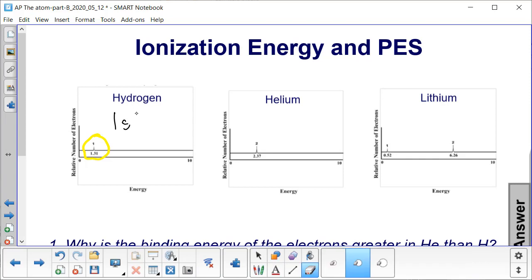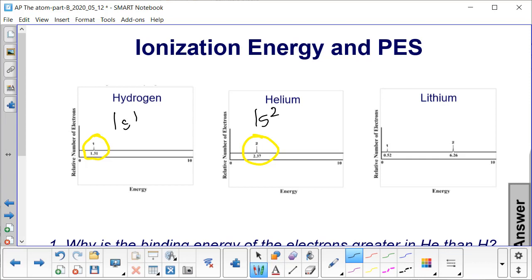All right. And then the second spectrum that we see is for helium, and we can see that there's a single peak at 2.37, and there's a 2 above it, and that 2 represents the 2 electrons in the 1s2 subshell.